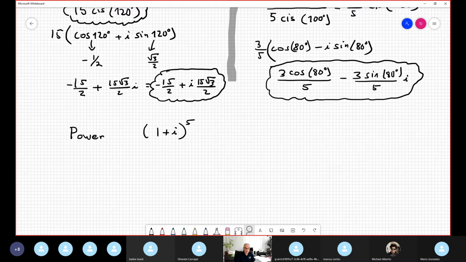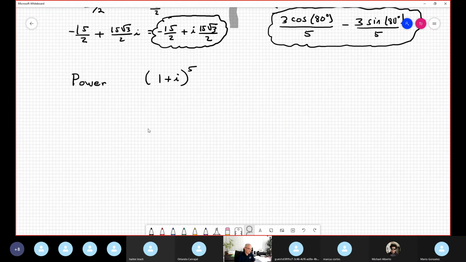I keep this example because I want to solve it in a few seconds. But what is the idea in the power? Suppose you have a complex number, C, equal to R cosine theta plus I sine theta, nice, in polar form. I like that. And you raise it to the n power.